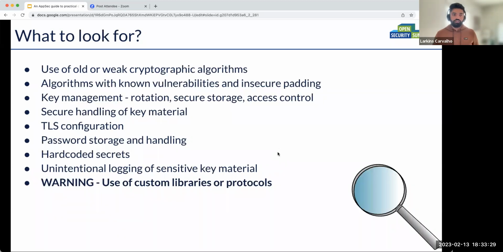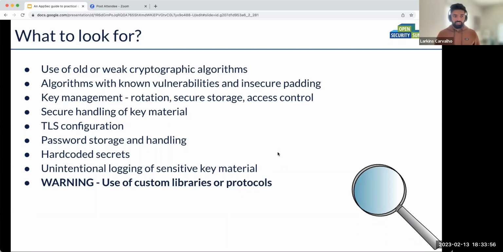What to look for? In cryptography security review, we should look for old and broken cryptography algorithms which have known vulnerabilities and which use insecure padding. Key management. Key management is an industry problem. We need to look at how we are storing our keys, how we are rotating, what is the access control, who has access to these different keys, what permission do they need.